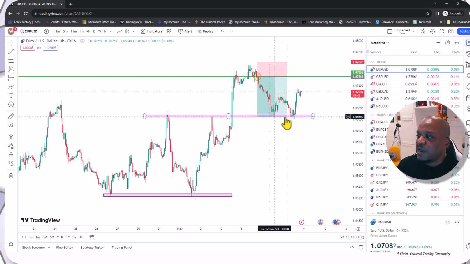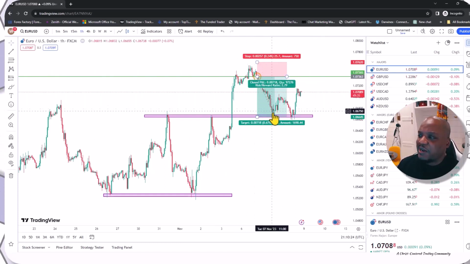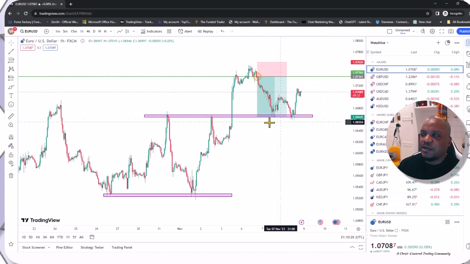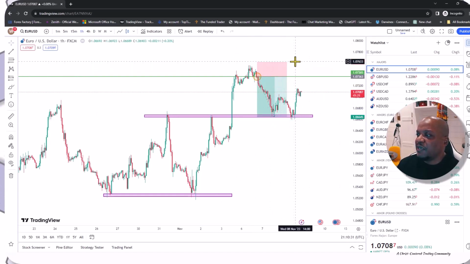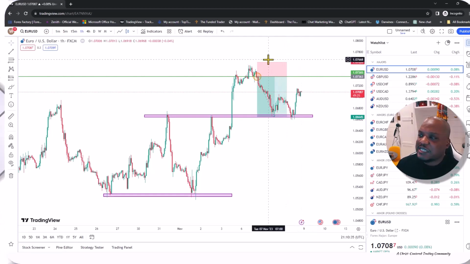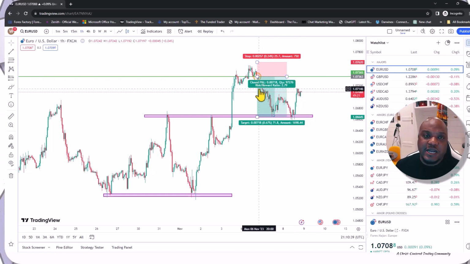You see the profit is 1.06645. So if price pushes down and hits our profit, without us being there, it would automatically take us out. If price pushes up and hits our stop loss, it'll automatically take us out of the trade. So the stop loss and take profit is important. You want to have this trade idea box on every single trade.